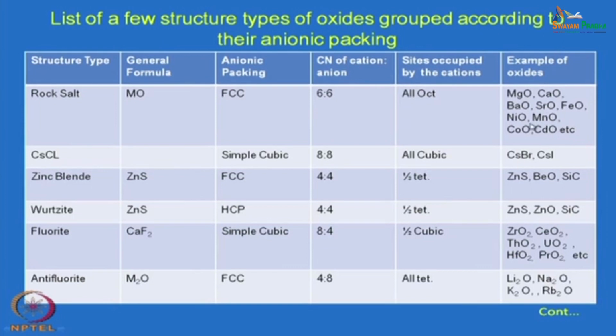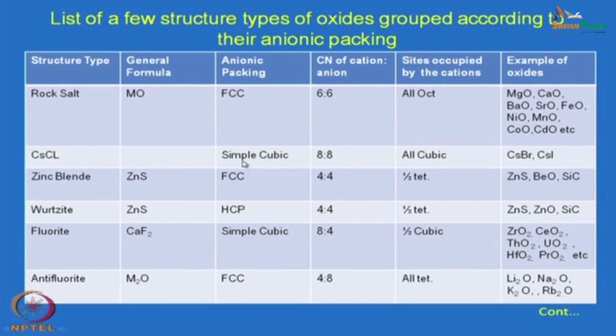The examples of these kinds of oxides we briefly mentioned: magnesium oxide, calcium oxide, barium oxide, strontium oxide, iron oxide, nickel oxide, manganese oxide, cobalt oxide, cadmium oxide, etc. All these oxides of the general formula MO normally crystallize in the rock salt structure.